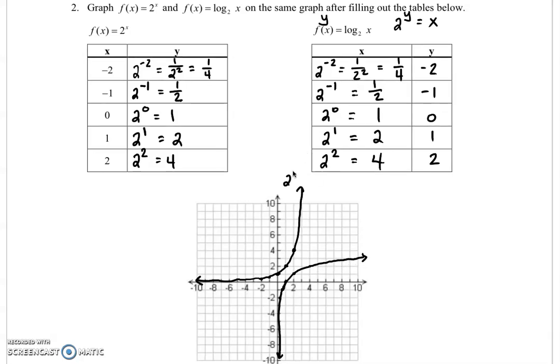So we should label these. Here's 2 to the x. And here's log base 2 of x. And again, you can see if we fold the paper on this diagonal running through here, that if I could draw better, they would line up perfectly on each other.